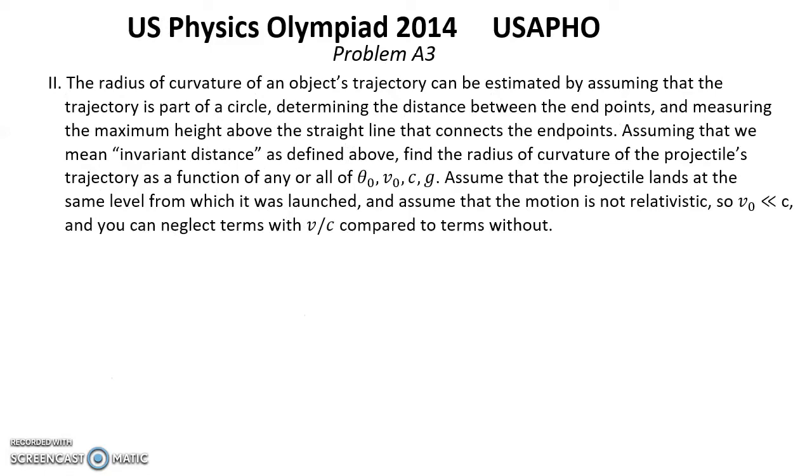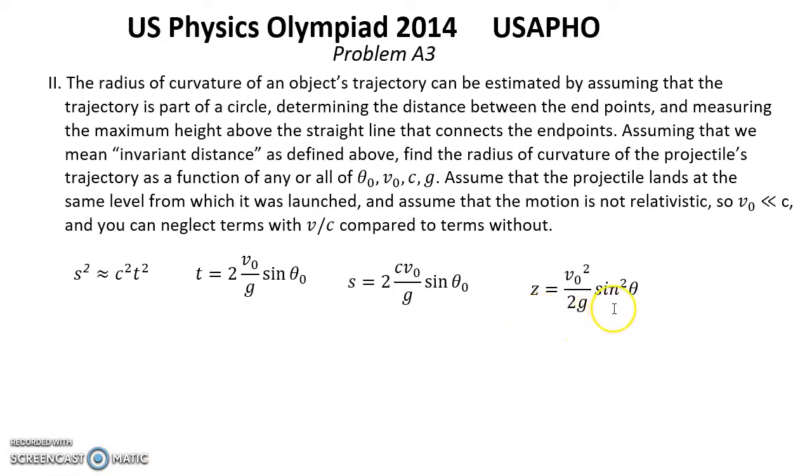Solution for question 2. In the time-space frame of reference, for v much less than the speed of light, the invariant distance is approximately equal to this expression. And we can find the total time by using this equation. So it means that the invariant distance for time t will be this one. And now we can find the height in this time-space, that's z. The maximum height will be this expression.